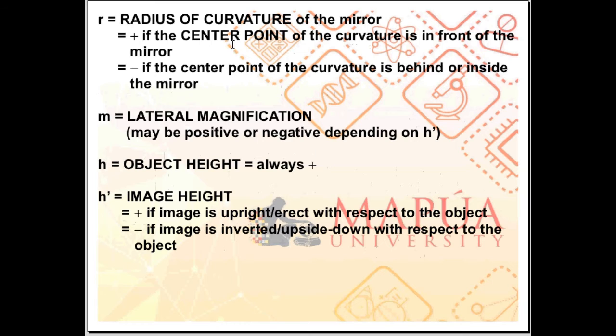R is the radius of curvature of the mirror. We have spherical mirrors or curved mirrors, so there is a curvature to the mirror. The radius of curvature is R. And R is positive if the center point of the curvature is in front of the mirror, and negative if the center point of the curvature is behind or inside the mirror.